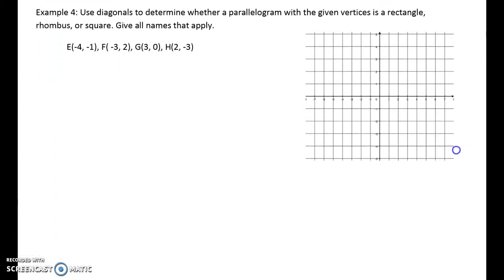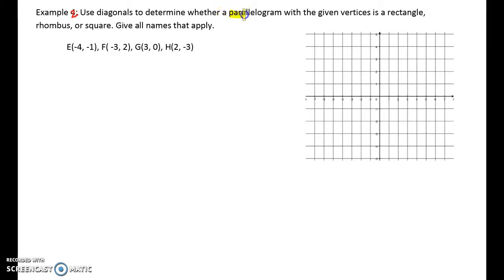Okay, finally, this should have said example 2. I don't know what I was thinking when I was numbering these. Okay, example 2, let's use diagonals to determine whether a parallelogram with the given vertices is a rectangle, rhombus, or square. Give all names that apply. So remember, read the directions. These directions are telling you some neat things.